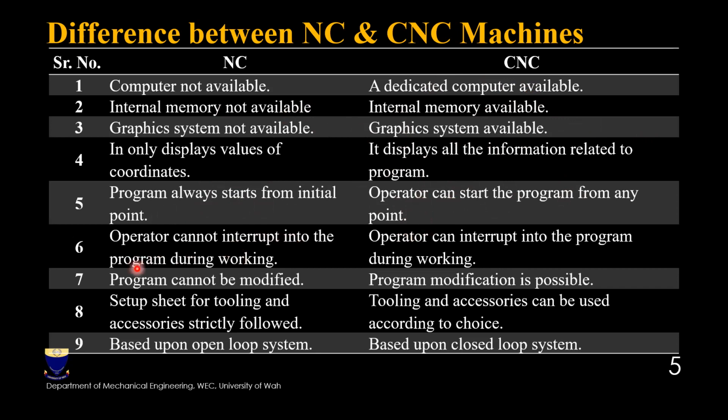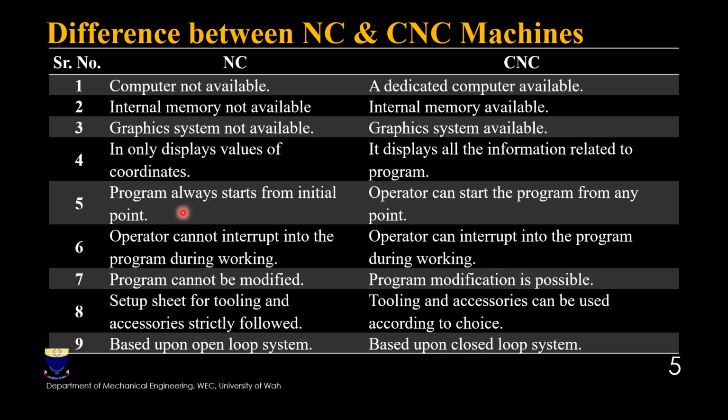In NC, the operator cannot interpret the program during the work; in CNC, the operator can interpret the program during the work. In NC, the program cannot be modified; in CNC, program modification is possible. In NC, the setup sheet for tooling and accessories is strictly followed; in CNC, tooling and accessories can be used according to our choice. NC is based on an open loop system and CNC on a closed loop system. I will discuss the closed loop system and open loop system. All these four points should be clear.